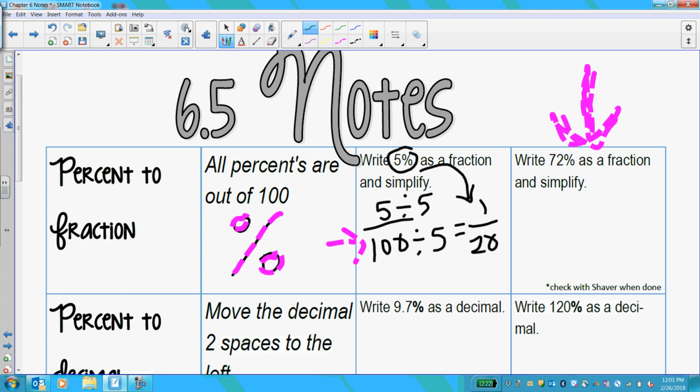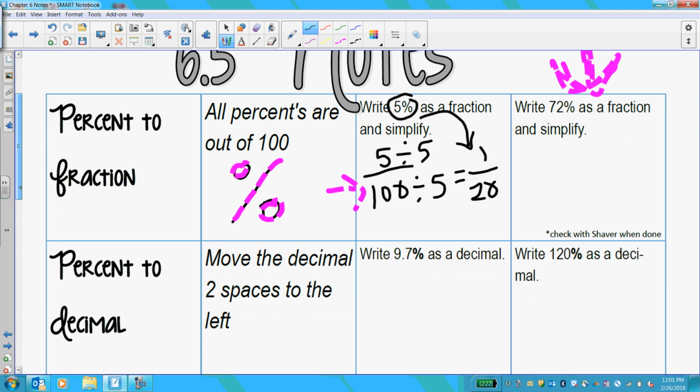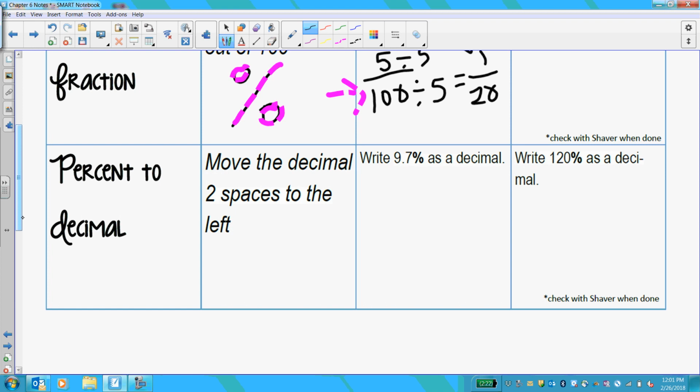All right, you all try that next one. You might want to pause the video because I'm going to move on. All right, percent to decimal. When you're moving the percentage, you want to move it to the hundredth spot, because percents are out of 100. Same concept. You just want to make sure that you move it to the hundredth spot.